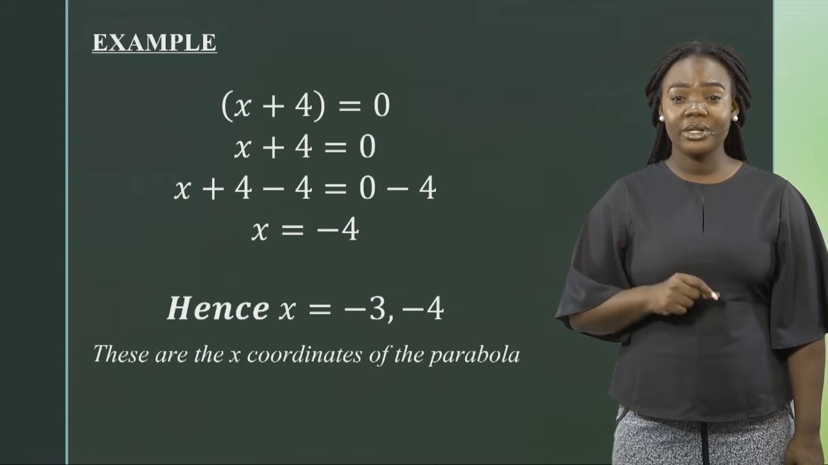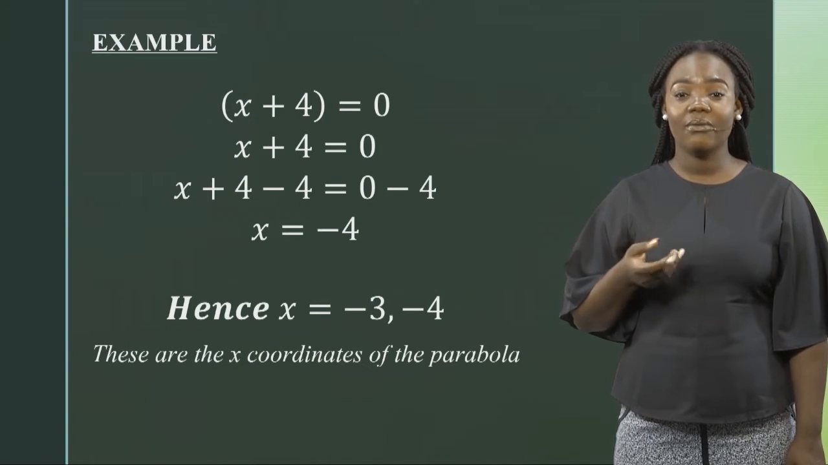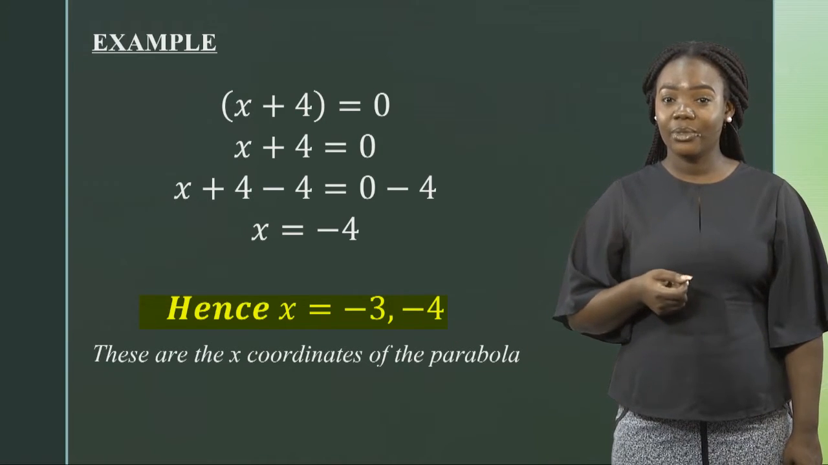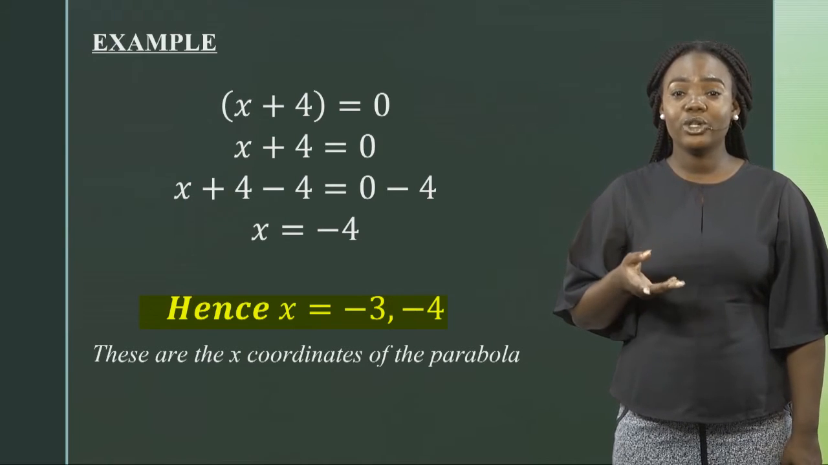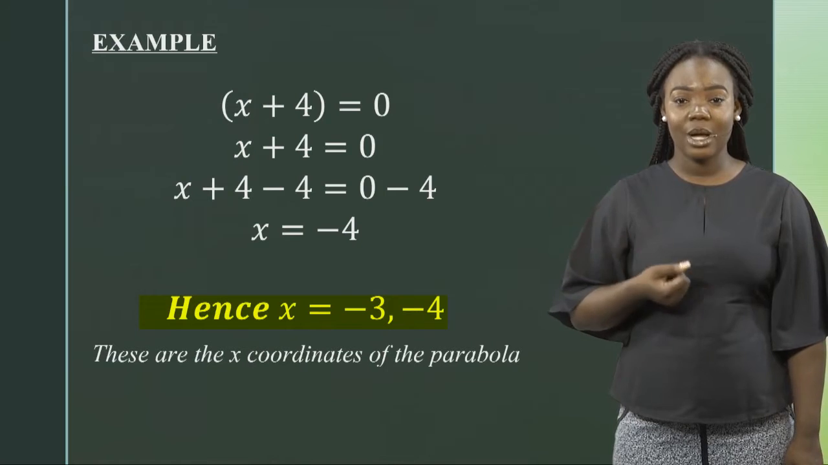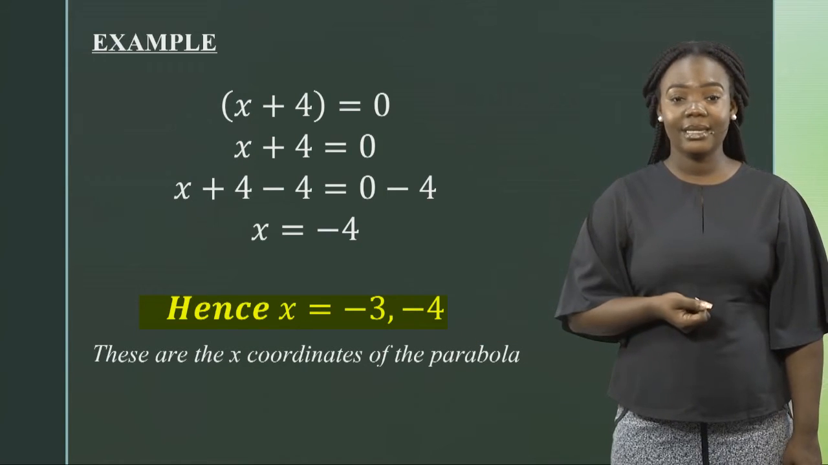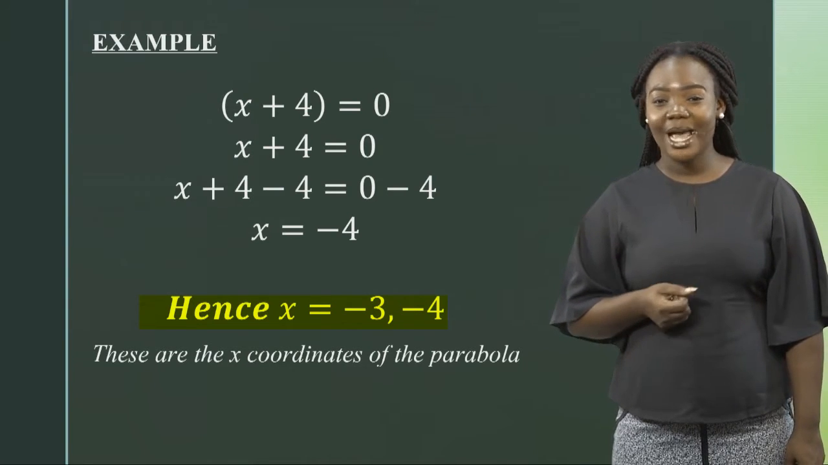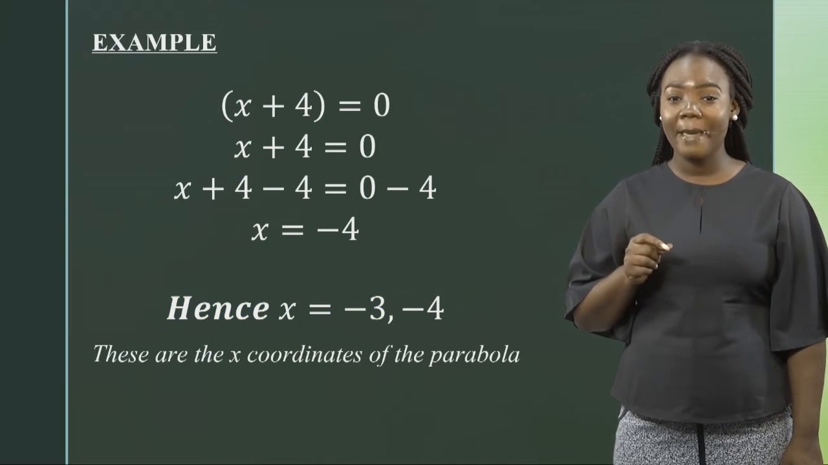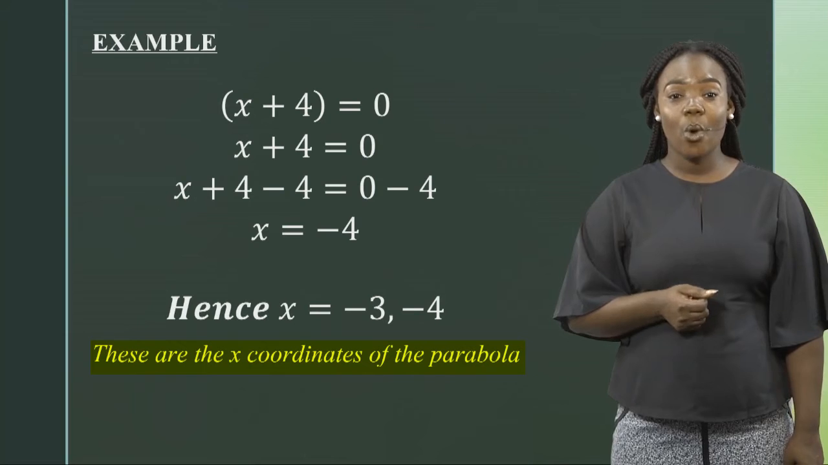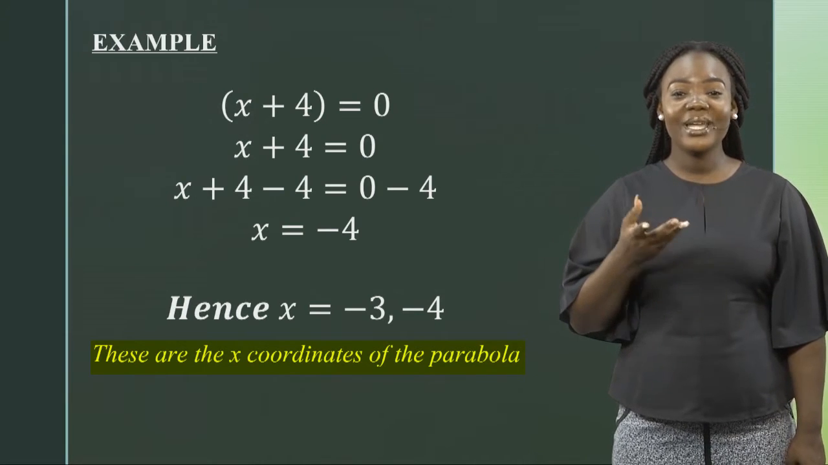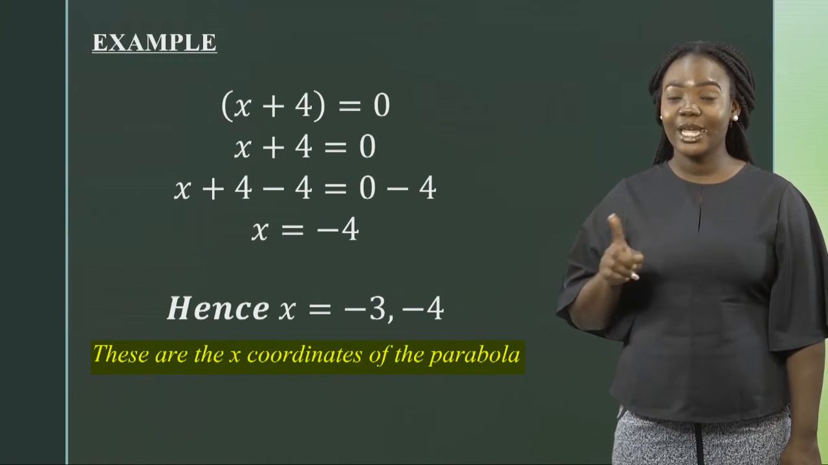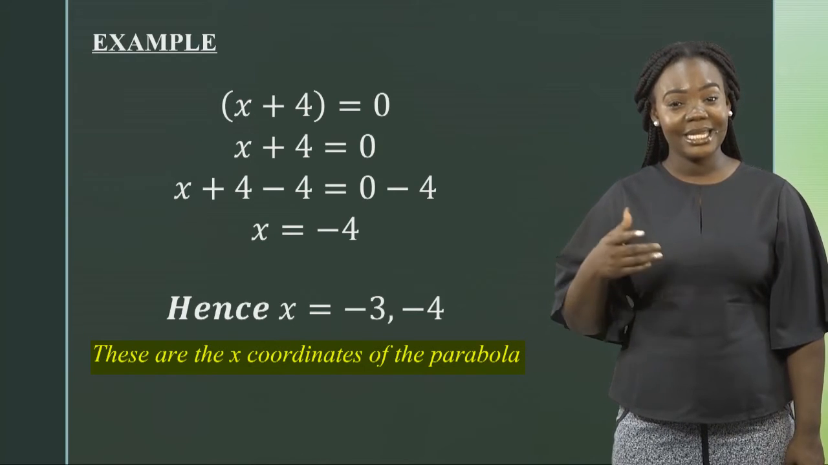Now, this is very important when you are solving. Once you would have solved any problem, please represent your answer this way. Hence, x = -3, comma, -4. So once you would have solved a problem, you present your response by saying, hence, x = -3, x = -4. Now, there's a little note at the bottom there. I will read it for you, but I want you to remember this. These are the x-coordinates of a parabola. When we continue, you will learn what a parabola is and how important this lesson is in solving for that. But we will deal with that in a subsequent lesson.